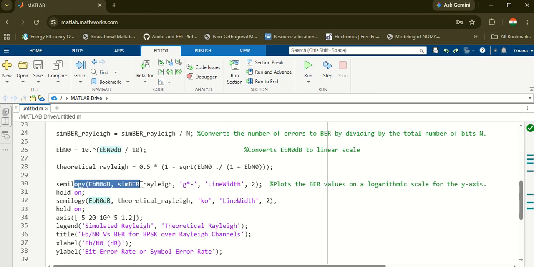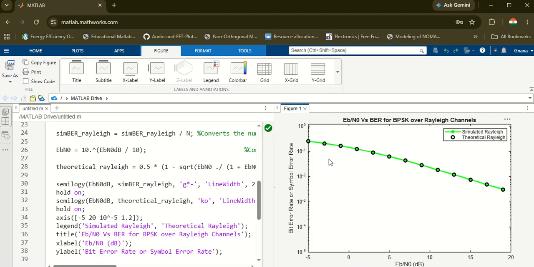This semilog is used to plot the simulated value, and this command is used for plotting the theoretical value. Then I am defining the axes. Both the x-axis and y-axis are defined in this command. I am defining my legend value. I have given the title for my figure. I have defined the x label as well as the y label. So now I am going to run the simulation.